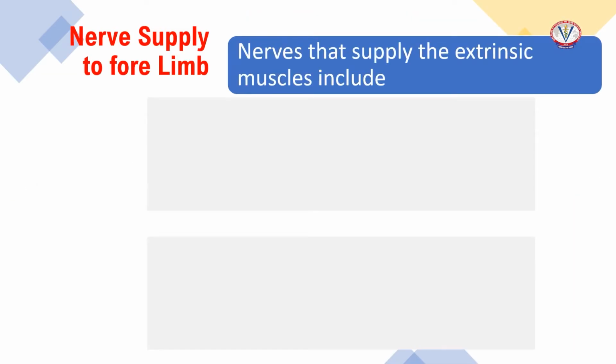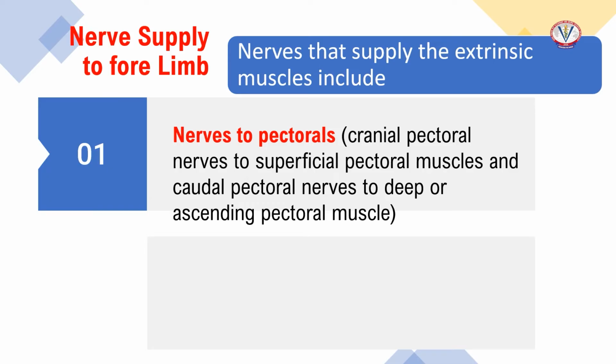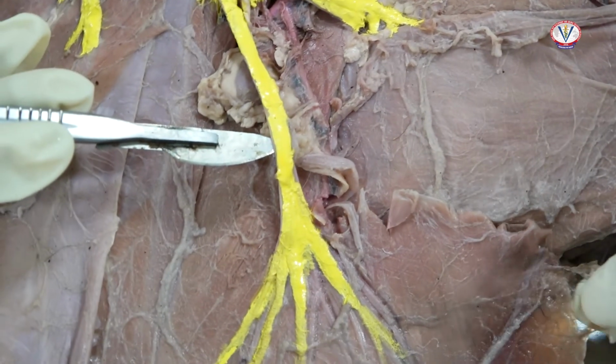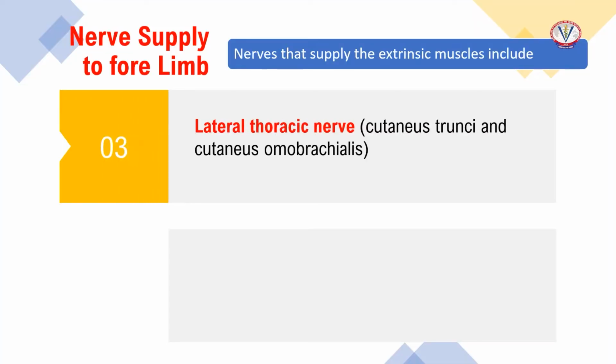Nerves that supply the extrinsic muscles include nerves to pectorals. Cranial pectoral nerve supplies the superficial pectoral muscles. Caudal pectoral nerves supply the deep and ascending pectoral muscles. Then thoracodorsal nerve, which innervates latissimus dorsi. Lateral thoracic nerve innervating cutaneous trunci and cutaneous omobrachialis muscles.